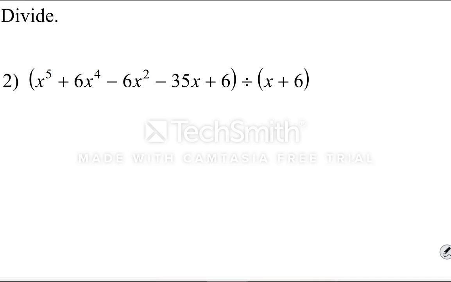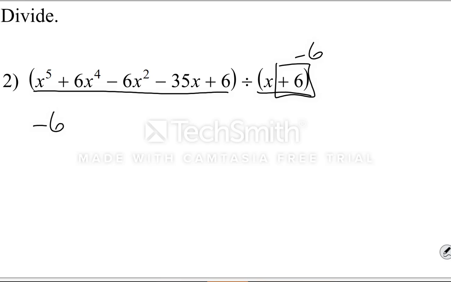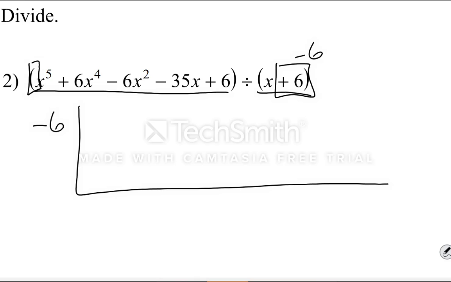Okay, again, we have a binomial being divided into a long polynomial. So again, I want to take this and do the opposite. I want to find the 0, so the 0 would be negative 6. Then I'm going to take the coefficients of all of these terms. That's a 1. This is a 6.